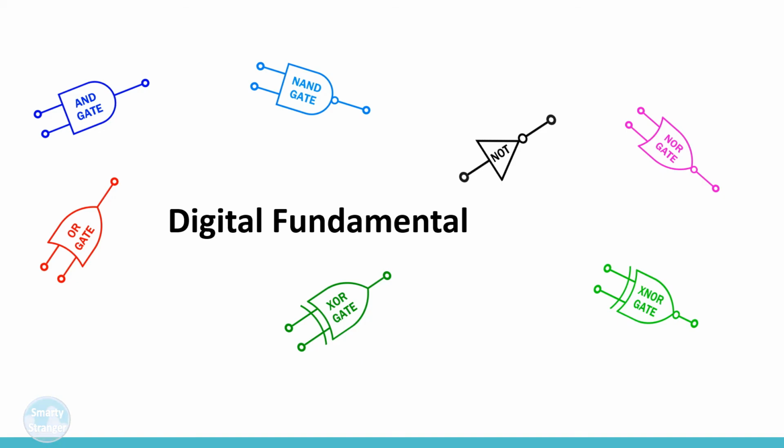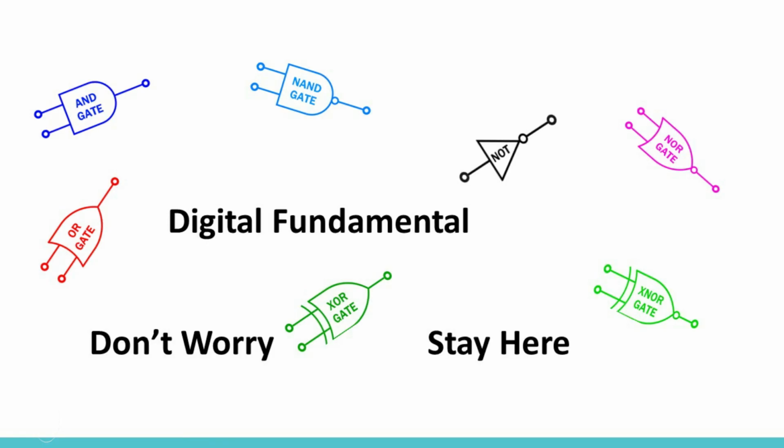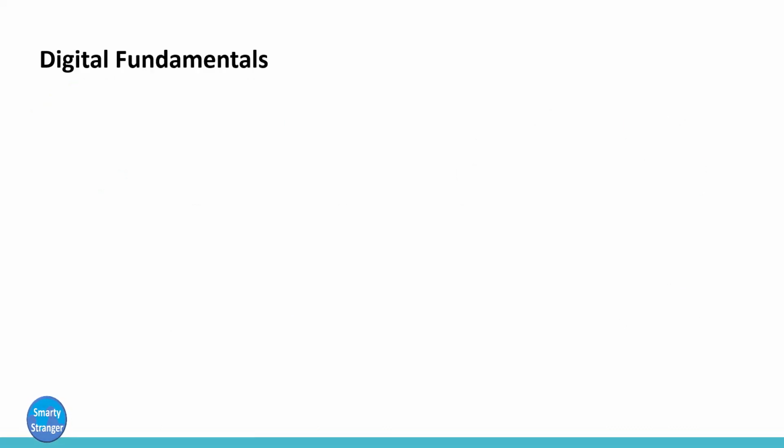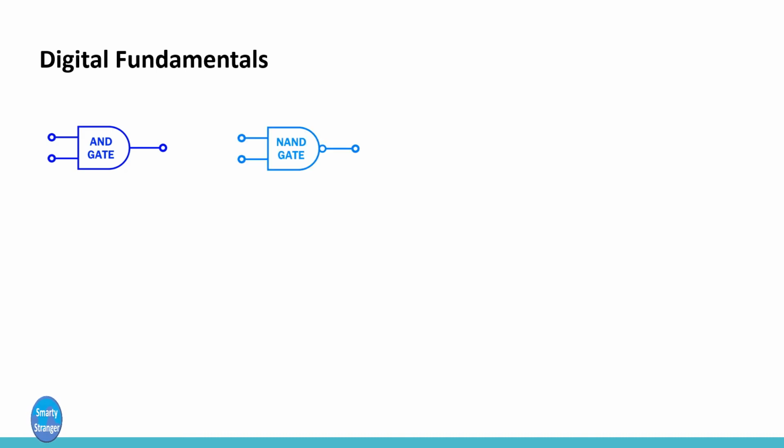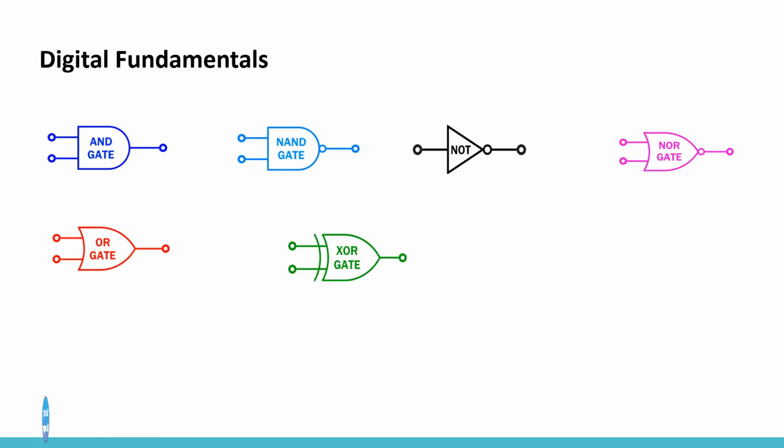If you know the basic concept of digital fundamentals, then it is very easy to learn. If you don't know much, don't worry. Stay here. We will give you the knowledge of digital fundamentals. We know that in digital fundamentals different gates are used: AND gate, NAND gate, NOT gate, NOR gate, OR gate, XOR gate. Each gate has its own working concept. Detail of each gate will be discussed in the next video.